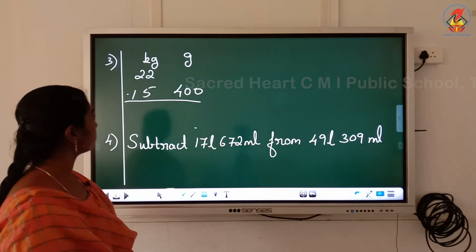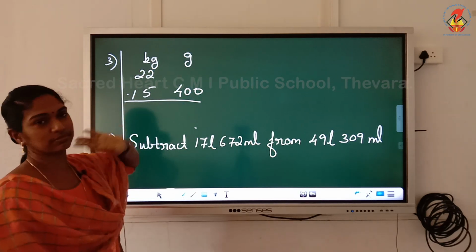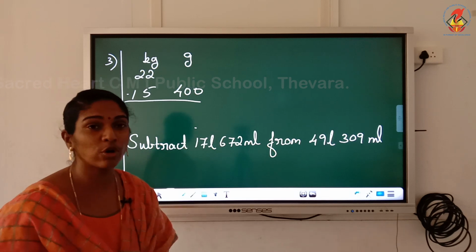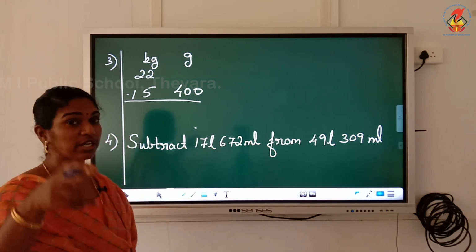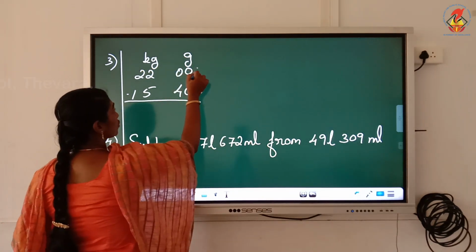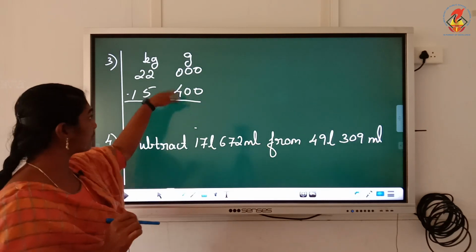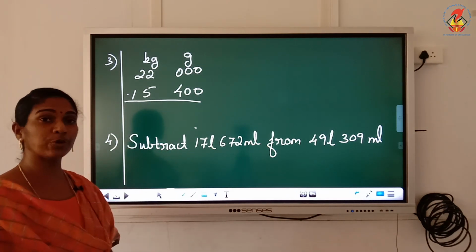Now here in the first number you can see 22 kilogram. There is nothing with gram. So usually what should we do over there? You have to put zeros. Remember, we have told you in subtraction of decimals. So I will put 3 zeros over here. But can I subtract? No. 0 minus 400 is not possible.